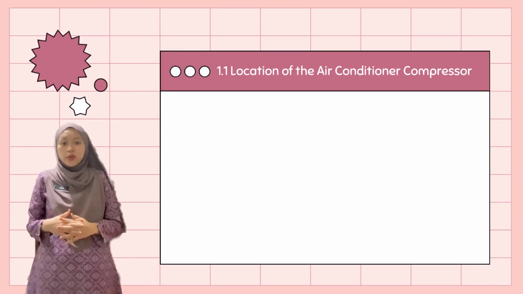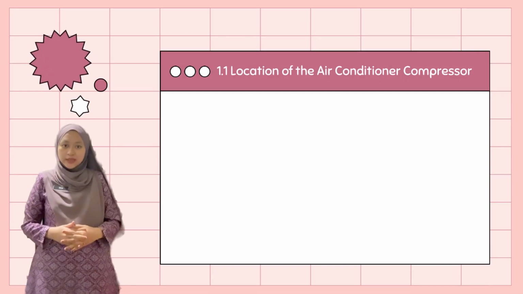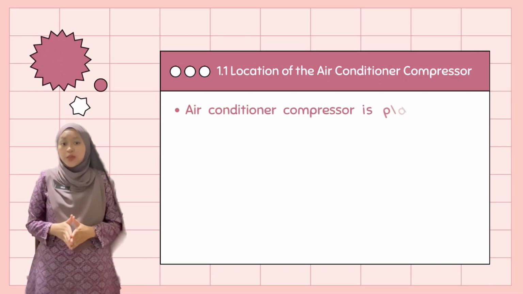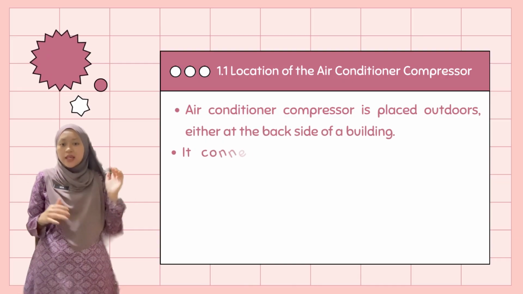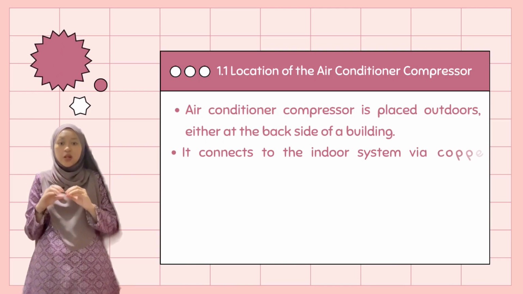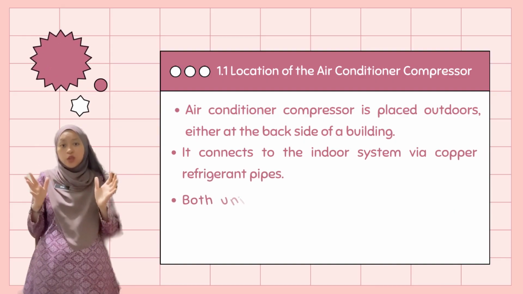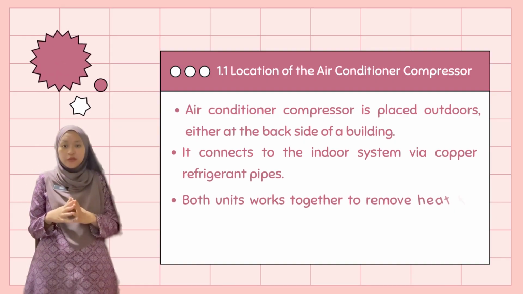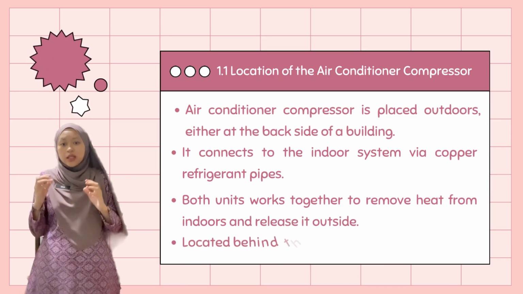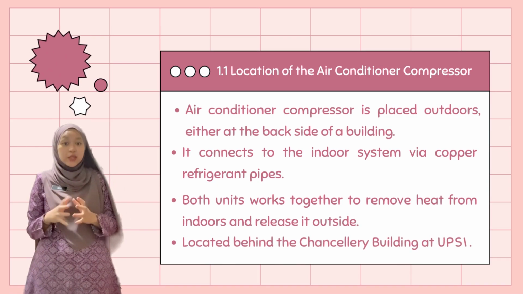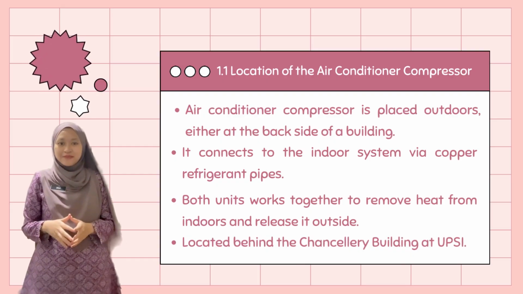First, we go through the location of the air conditioner compressor. The air conditioner compressor is placed outdoors, hidden at the back side of the building. It connects to the inner system via copper refrigerant pipes. Both units work together to remove heat from indoors and release it outside. For our assignment, it is located behind the Chancellery building at UPS side.